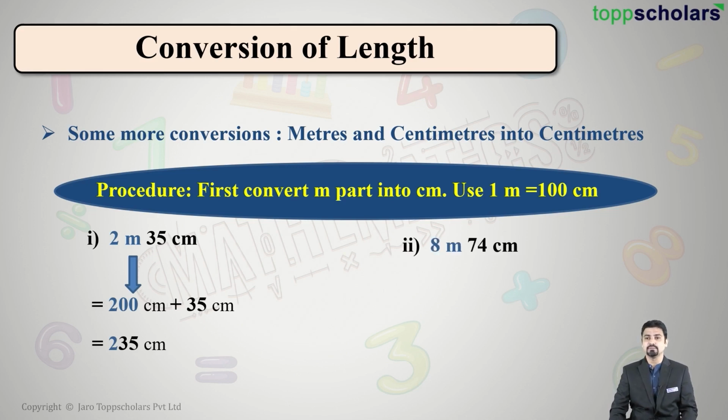Let's take one more example. 8 meter 74 centimeter. Now, 8 meter will be equal to 800 centimeter plus the remaining 74 centimeter. Adds up to 874 centimeter. So simple, students.